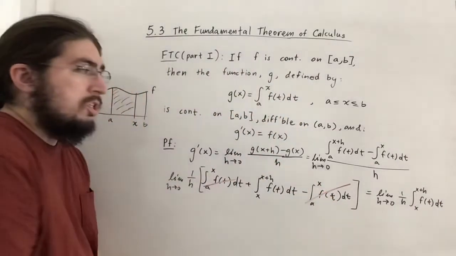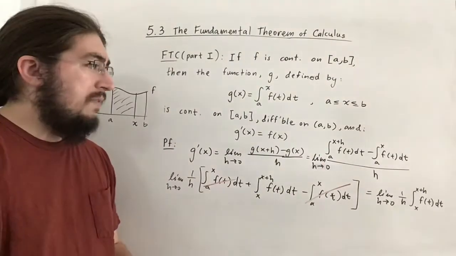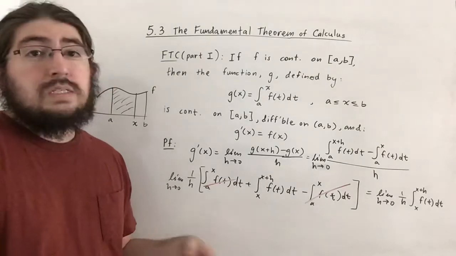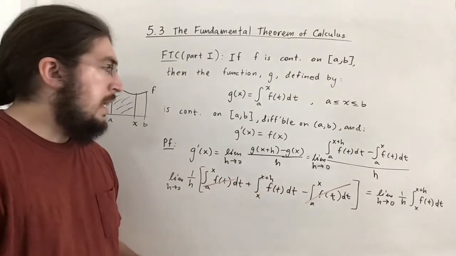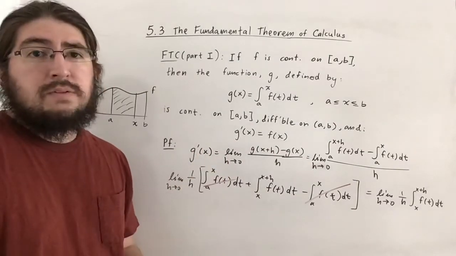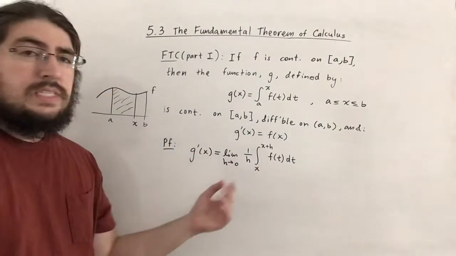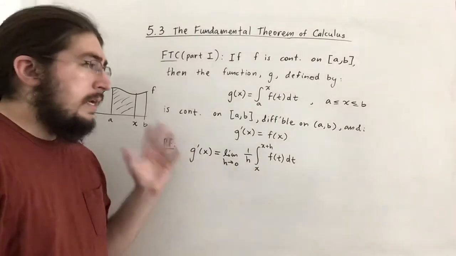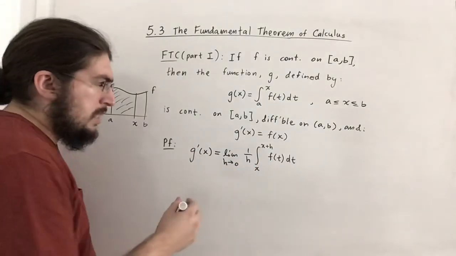So really what we want to show here is this limit is actually equal to f of x, and it's not too difficult to do using the extreme value theorem along with the squeeze theorem actually. So I need a little bit of space. I'm going to erase this, lift this up over here, and then continue the proof. Right, so I've shifted this up, and this is the result we just had. G prime of x is equal to this limit.